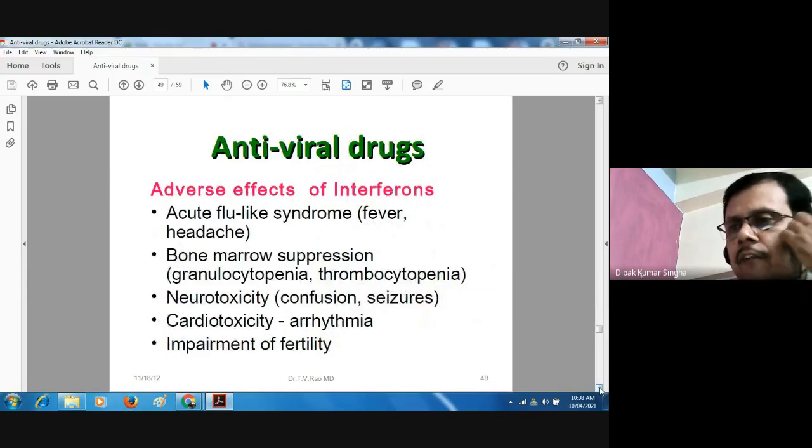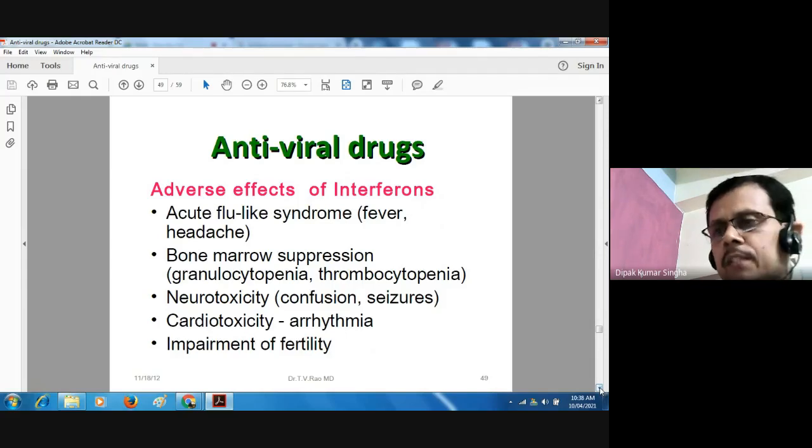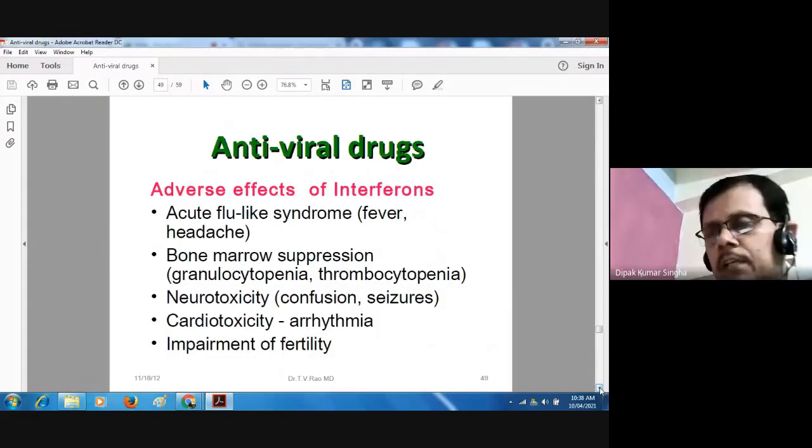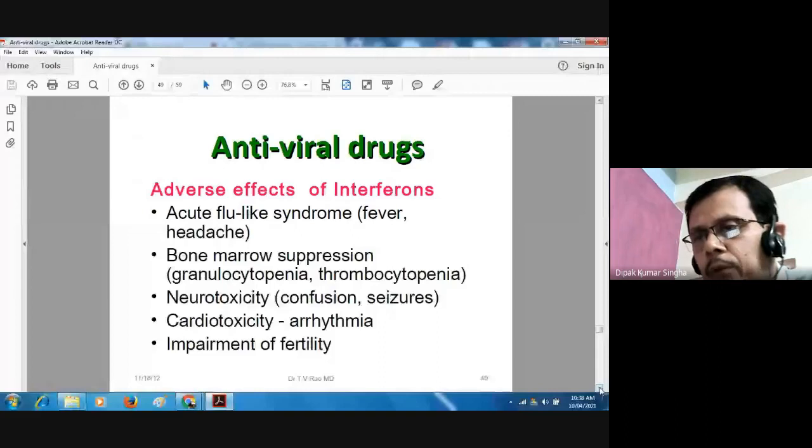Adverse effects of the interferons include acute flu-like syndrome, like fever and headache, influenza-like. Acute means it occurs immediately after you use this drug. They are actually used in cancer, but fever will occur, along with bone marrow suppression or depression, and granulocytopenia and thrombocytopenia are another problem.